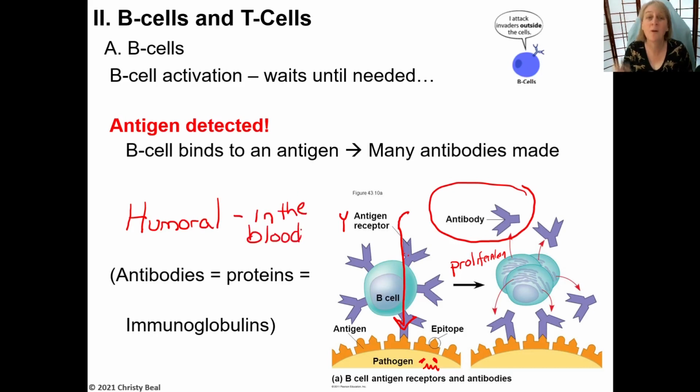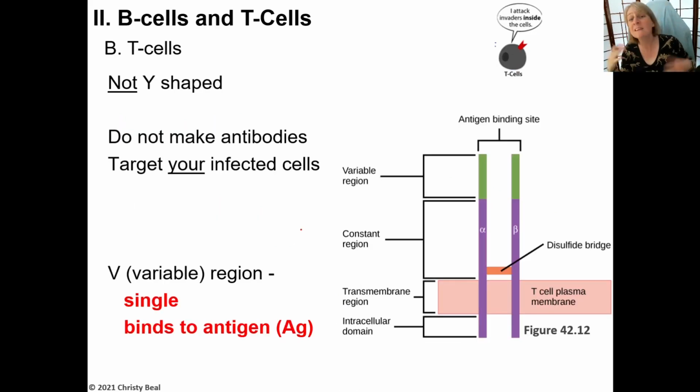Old word, very new understanding of how it works. T cells, I want you to compare and contrast them. Remember, they are also lymphocytes, but they're not Y-shaped. They do not make antibodies, but they do play a big role in your immune system. Remember, they target your cells.